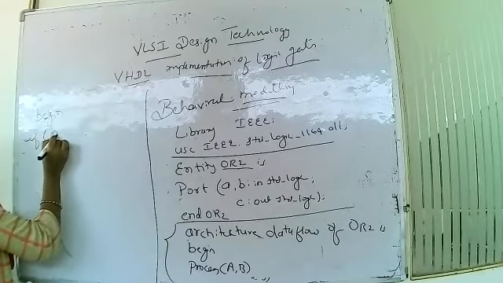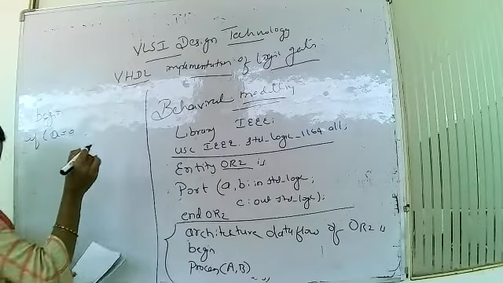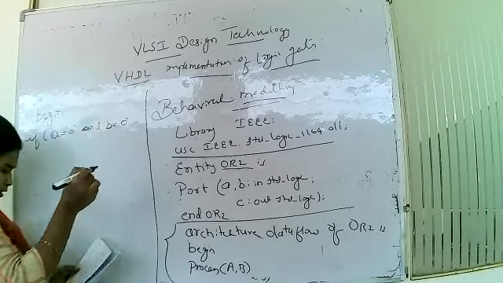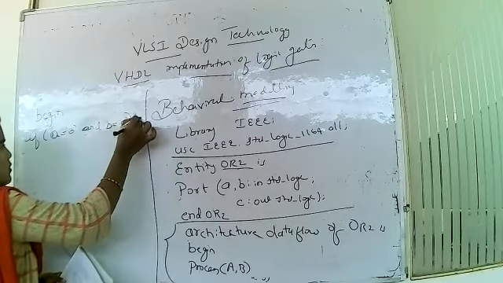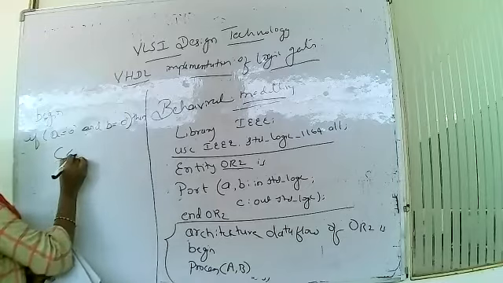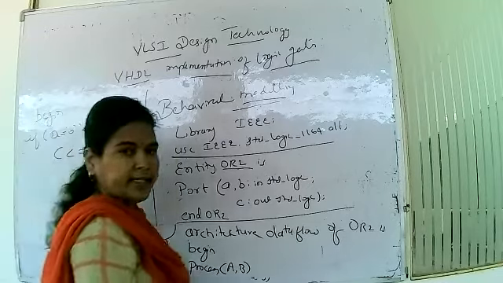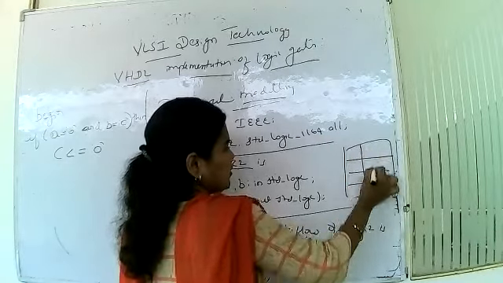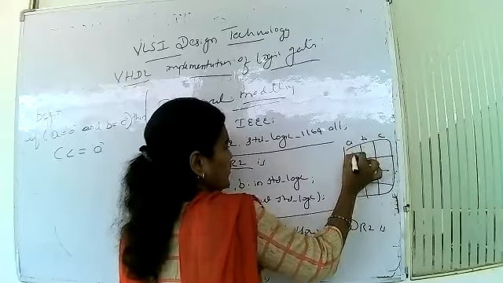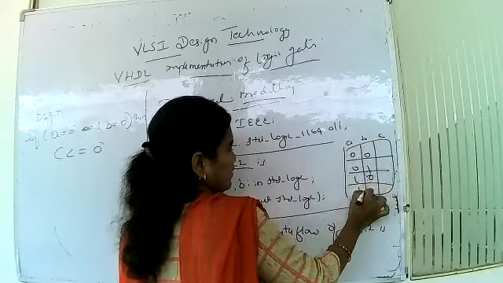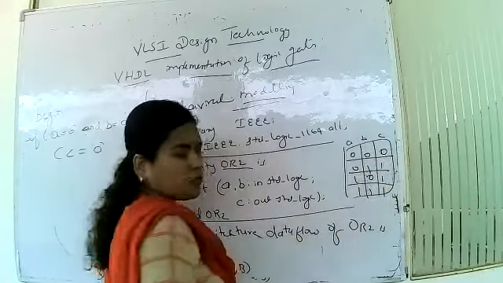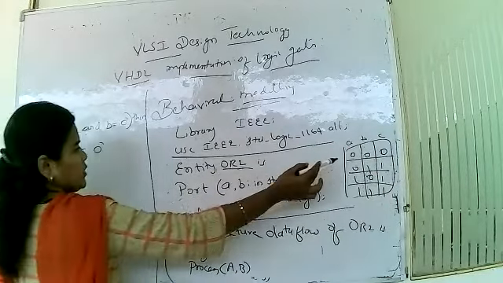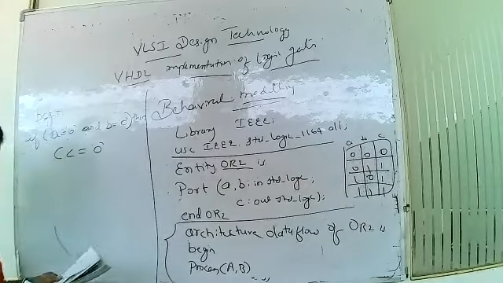Begin. If A is equal to 0 and B is equal to 0, then output will be 0. What we are writing here in the behavioral modeling, we have to write all the inputs and the outputs. We already know that. This is the truth table that we have to explain. If A is 0 and B is 0, then output should be 0.